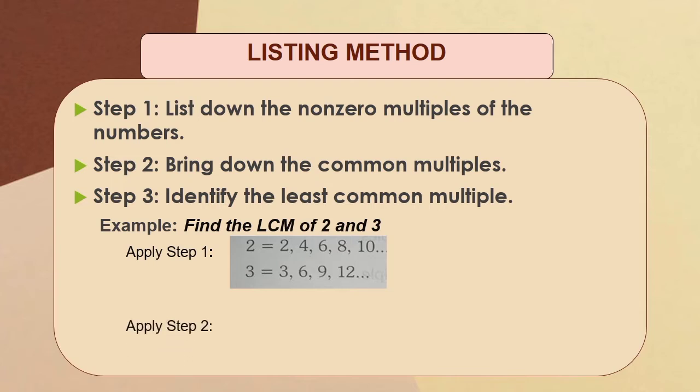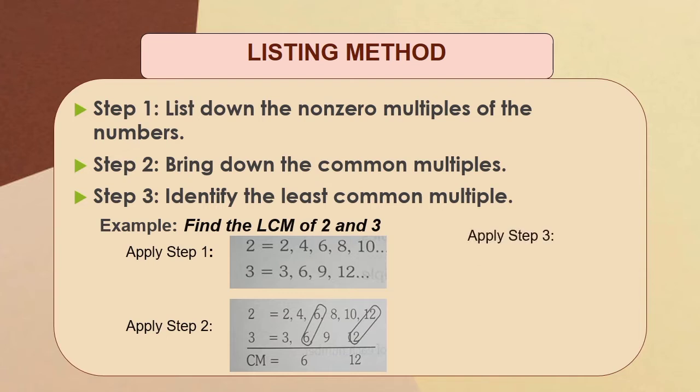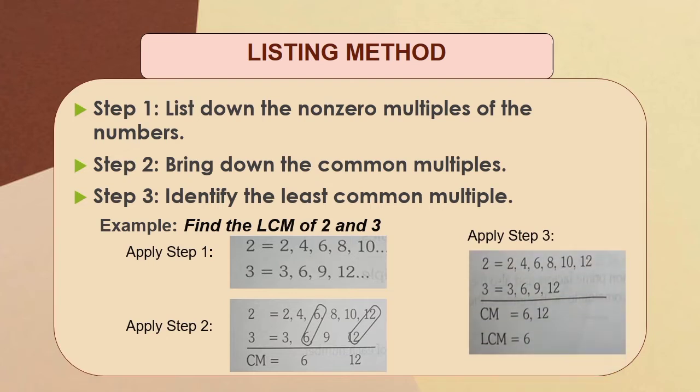Now, let's apply the step 2. Bring down the common multiples, which are 6 and 12. Now, let's apply the step 3. Identify the least common multiple. The least common multiple of 2 and 3 is 6.